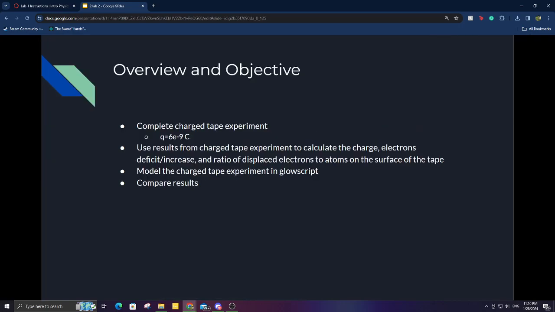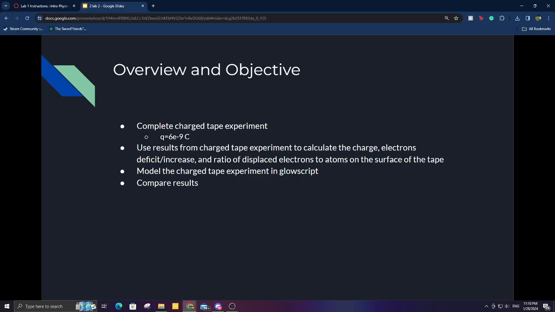First, I'd like to do a quick overview of the lab and think about our objectives. So this lab consisted of two parts. In the first part, I conducted an experiment by charging tape and floating one on top of the other. Using the distance between the floating tape and the non-floating tape, I was able to calculate and solve for the charge of the tape. Next, I used the same data to calculate the electron deficit and electron to atom ratio. The charge I calculated can be seen on the slide.